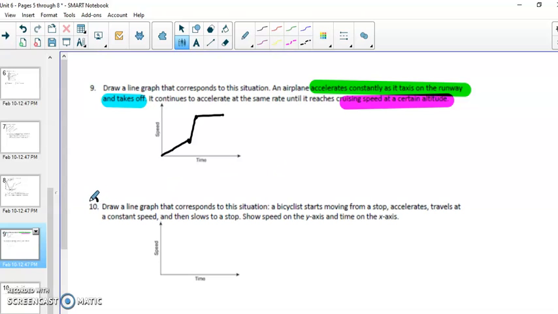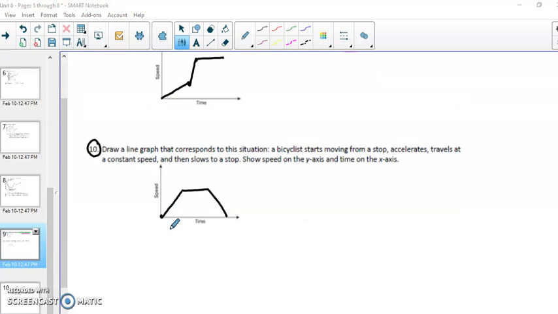I want you to give number 10 a try on your own, so pause it here and give it a try. So hopefully you got something like this. A bicyclist starts moving from a stop. That means he's speeding up. Then he travels at a constant speed. So once you reach, say, 10 or 12 miles an hour, you're steady. Slowing to a stop looks like that. We've got one more to do before practice problems.